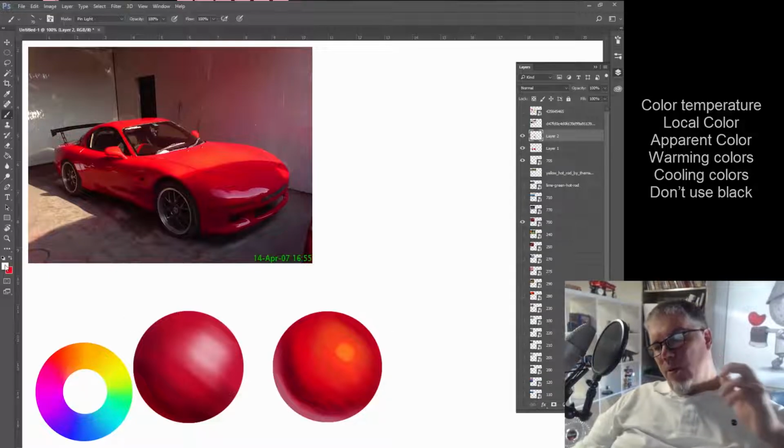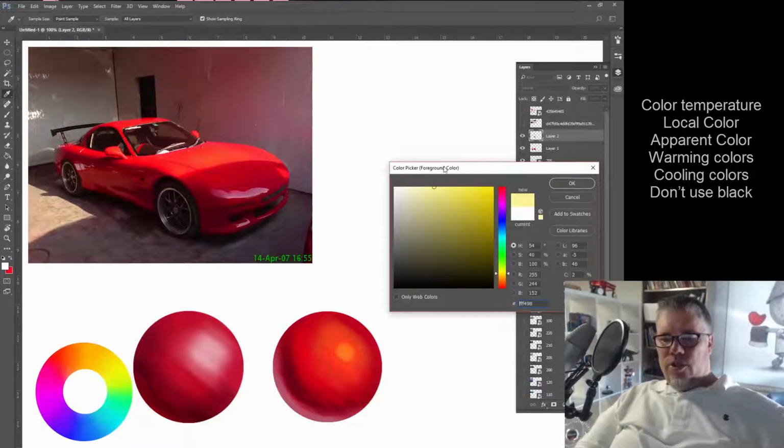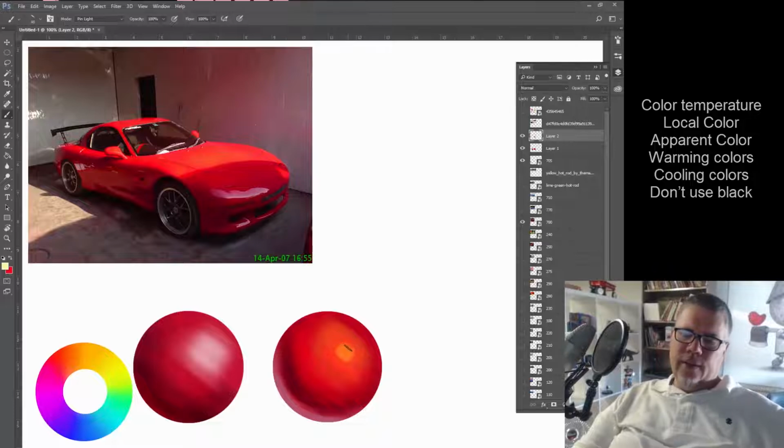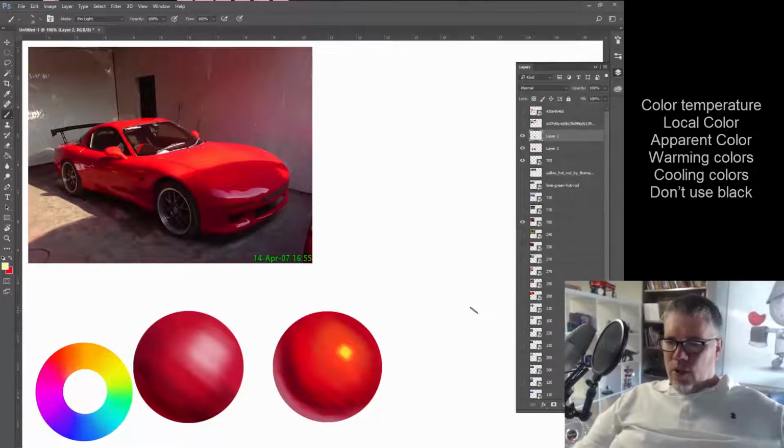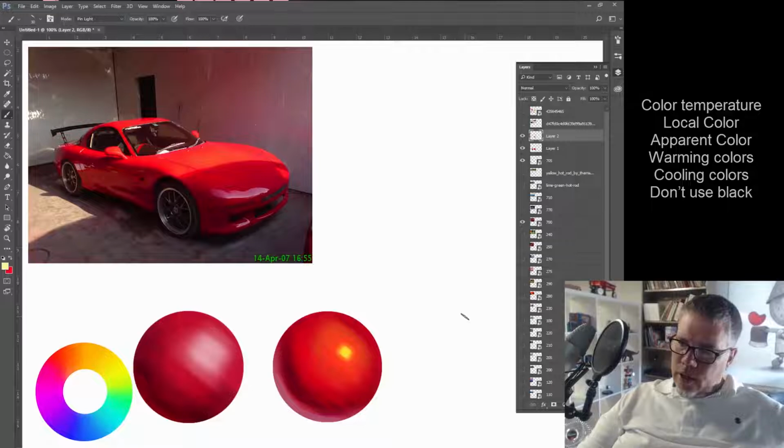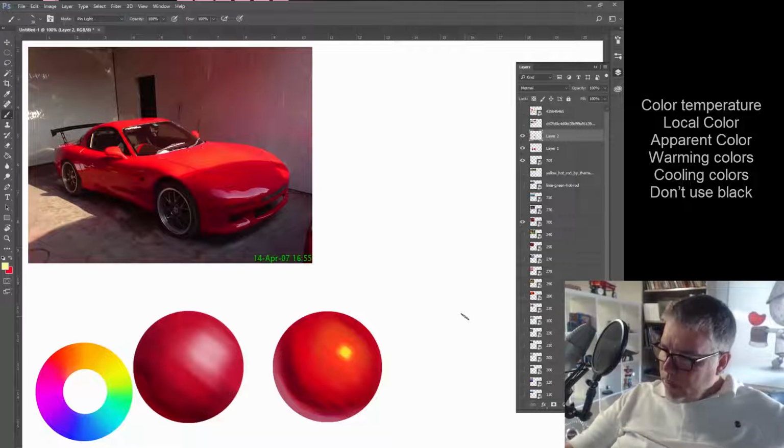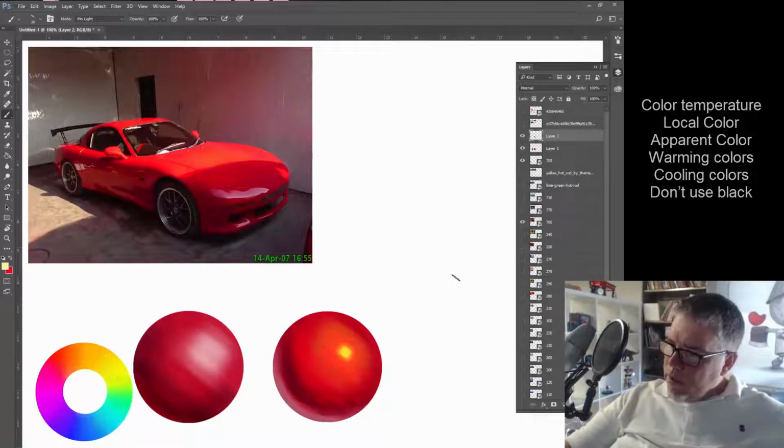But I'm just saying in general, when you're choosing colors to lighten a specific color, go with moving around the color wheel. Let me show you another one real quick. So we'll get rid of that, and we'll get rid of these layers here.